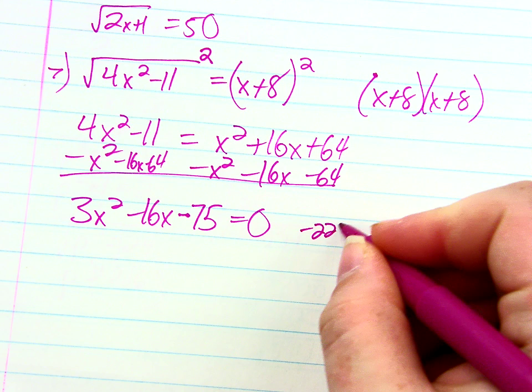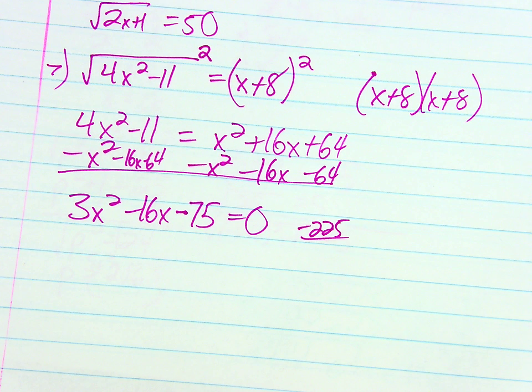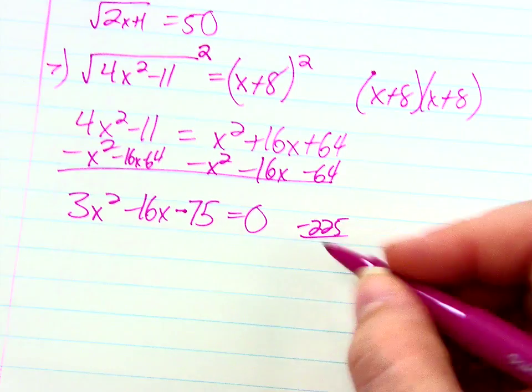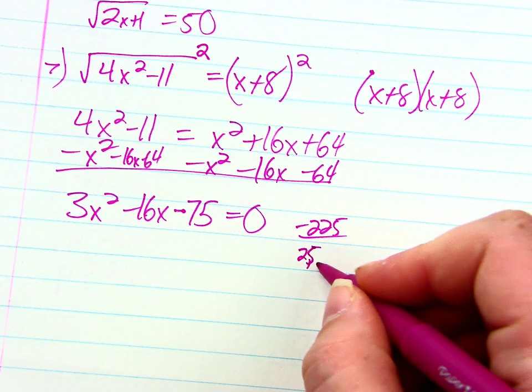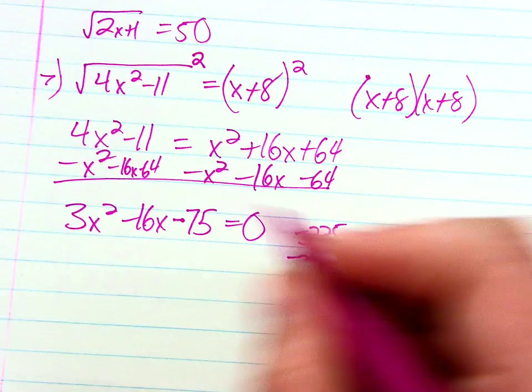And then, are there factors of negative 225 that add to be negative 16? I don't know. You tell me. Are there? 5 and 45. Nope. 15 and 15. Nope. Anybody find any? Yeah. Good. 25 and 9. So we'd have a negative 25 and a positive 9.